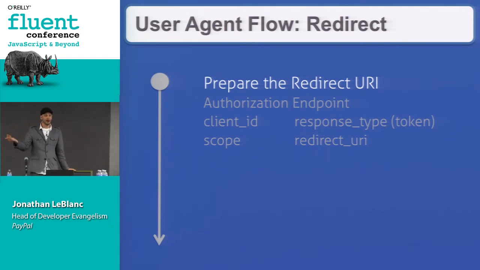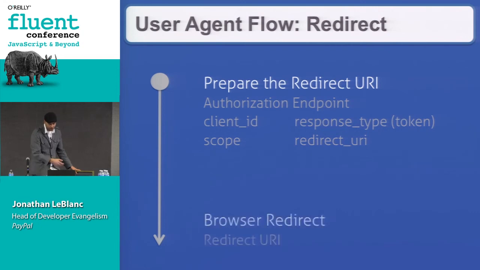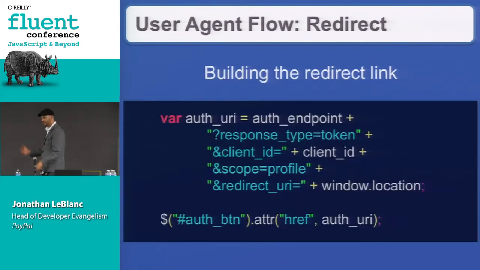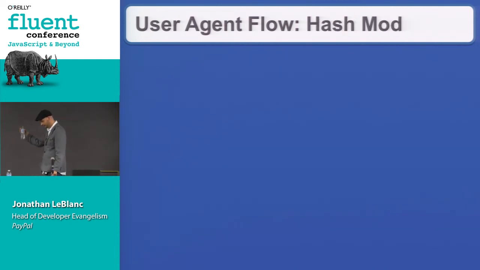And then a redirection URI, where the user should be forwarded back to once they log in. So then you do a browser redirect. And this entire thing looks like this in JavaScript. It's pretty simple. All you're really doing is building a URI with those constraints that we specified. And what you can do is set up an anchor tag and change its href to that URI. So when they click on that, they go to the authorization capabilities. Then what happens is they log in, they grant permission to the application, and they're forwarded back to the redirection URI.